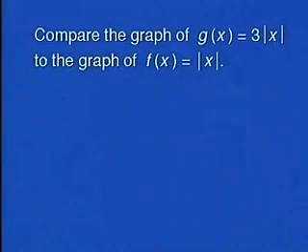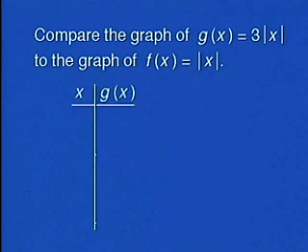In our first example, we're going to compare the graph g of x equals 3 times the absolute value of x with the graph f of x equals the absolute value of x. Now, we've seen what the graph of absolute value of x looks like, and what we'd like to do is compare that to 3 times that graph.